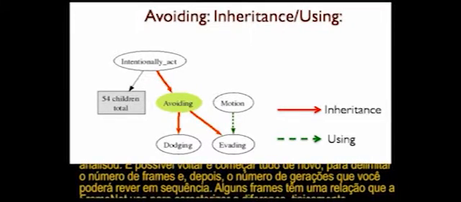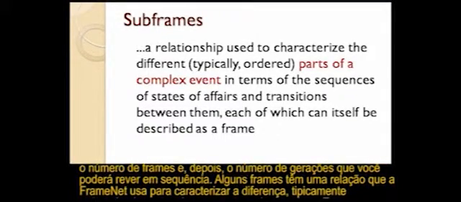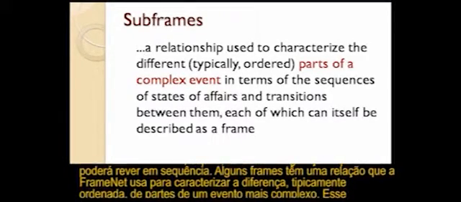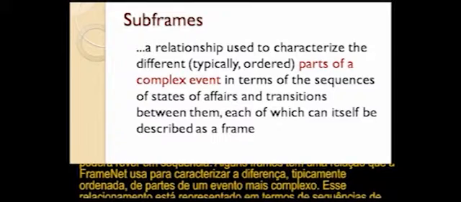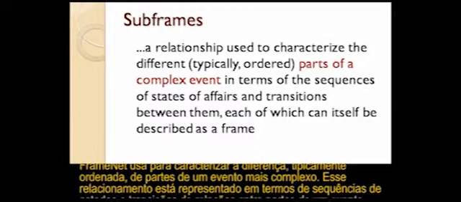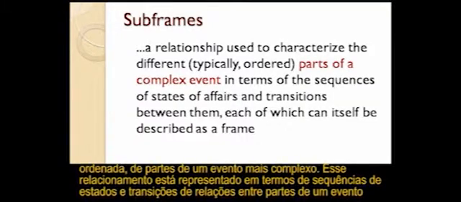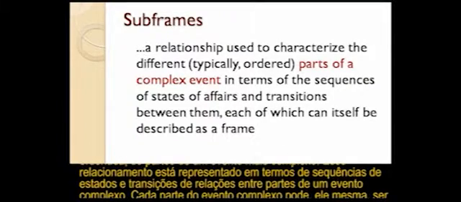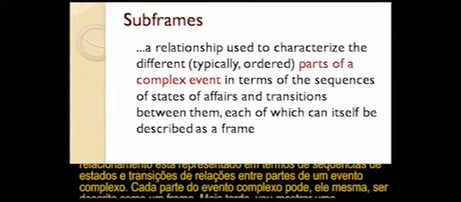Subframes is a relationship that FrameNet uses to characterize the different, typically ordered parts of a complex event. That relationship is represented in terms of the sequences of states of affairs and transitions between each part of the complex event. Each part of the complex event can itself be described as a frame.